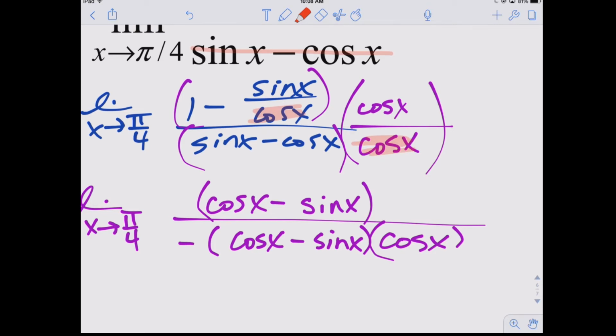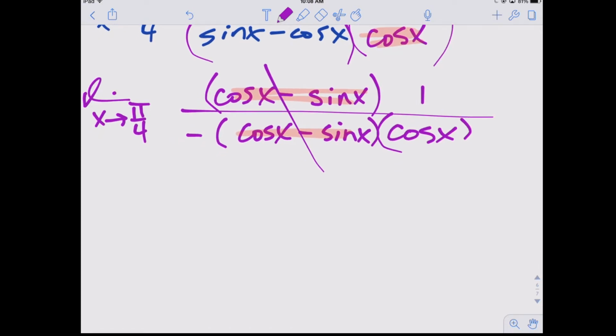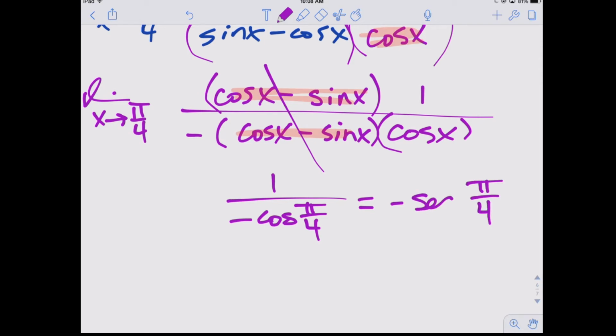And now the 0 over 0 problem is the cosine minus sine in the top and bottom. It divides out in the top, leaving a 1. And all we have to do is plug in now. And we get 1 over negative cosine of pi fourths, which could also be negative what of pi fourths if I bring it to the top? Secant. Are either one of those an acceptable free response answer?